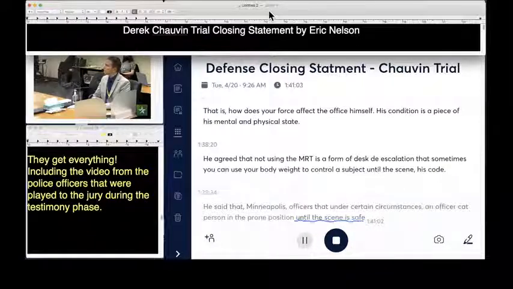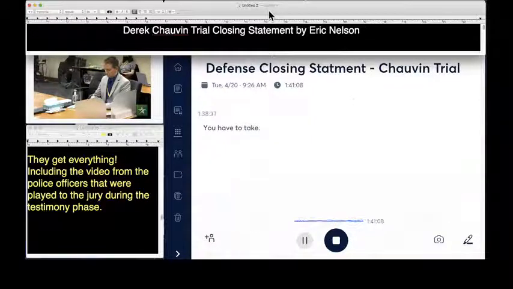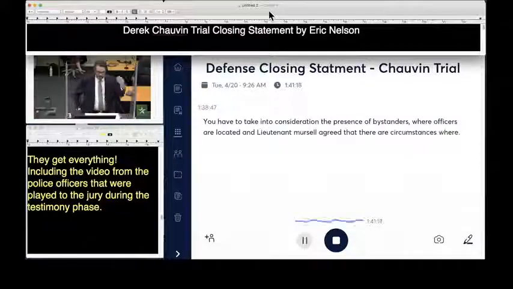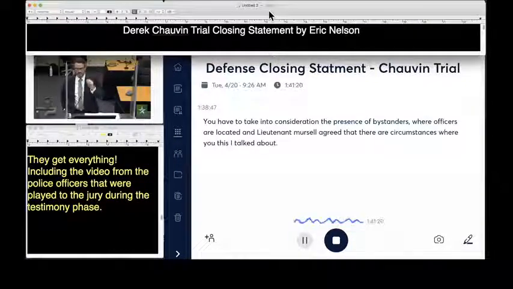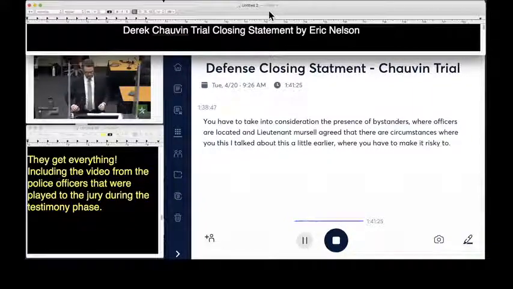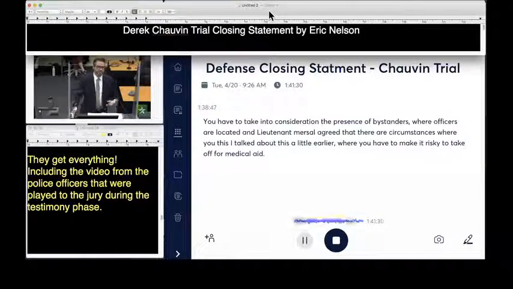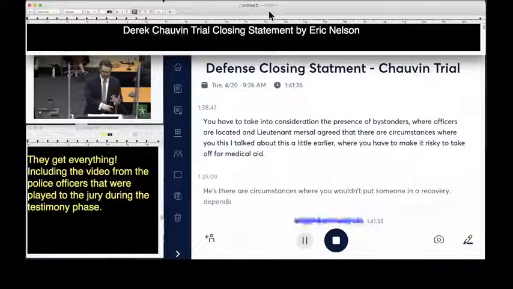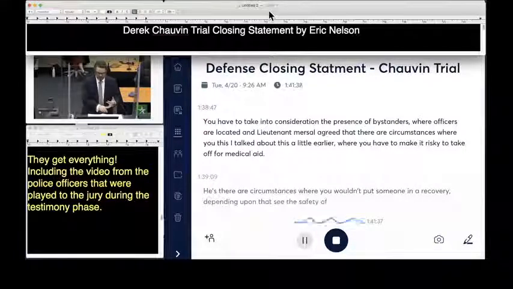And he's done it himself at times. You have to take into consideration the presence of bystanders, where officers are located, and the environment that they're in. Lieutenant Mercil agreed that there are circumstances, and I talked about this a little earlier, where you have to make a decision: is it worth the risk to take the handcuffs off to perform medical aid? He said there are circumstances where you wouldn't put someone in a recovery position, depending upon the safety of people, including the crowd.